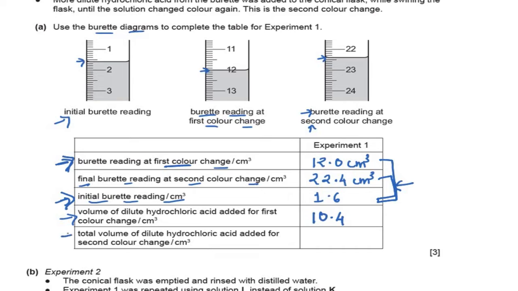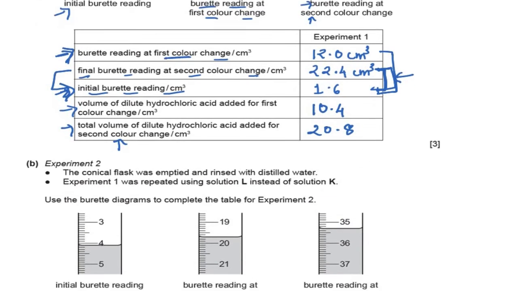Now the total volume of the dilute hydrochloric acid added for the second color change. Here we find the difference between the final and the initial reading. If we subtract 22.4 and 1.6, we get 20.8 centimeter cube. So these are our burette readings, and this is the filling up of the table for experiment 1 from the burette reading diagrams given to us.